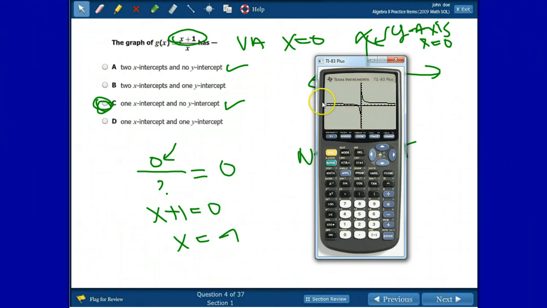And if you notice, this one is hanging out over here, and it crosses right there and then goes down. This one just hangs out, so it never really crosses the x-axis. So this is the one x-intercept we were talking about. So that's why C is the answer. You have a little bit of interpretation of graphing to do, but I think you'll be fine.